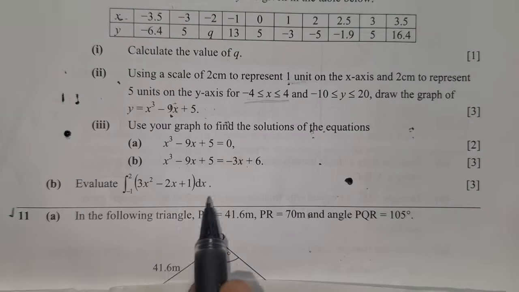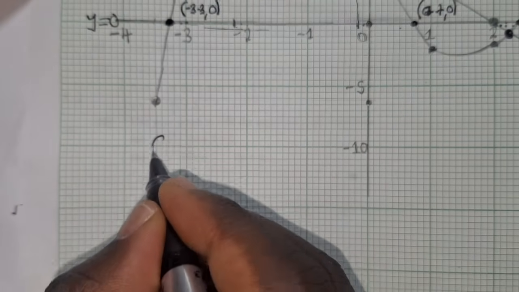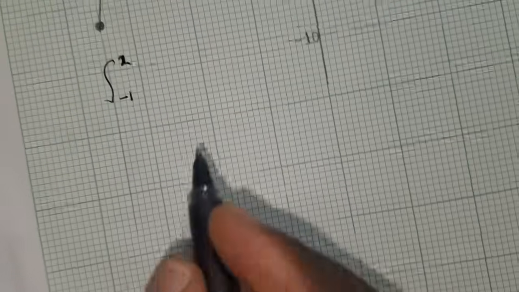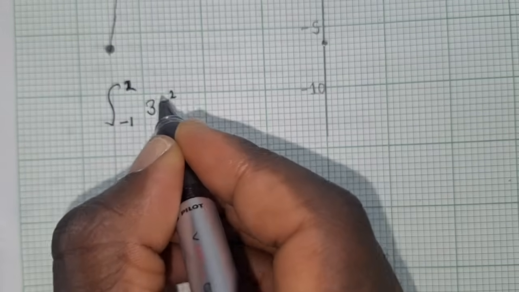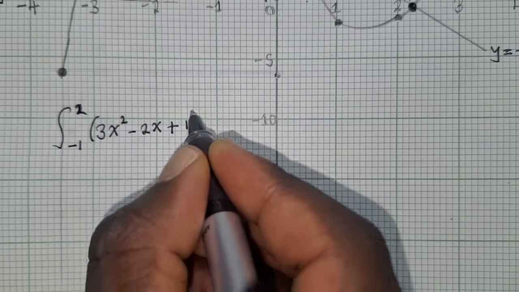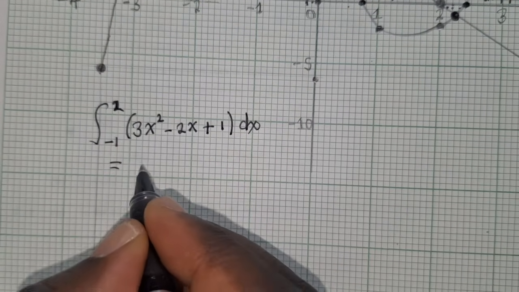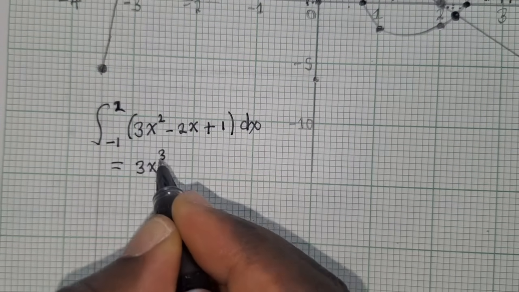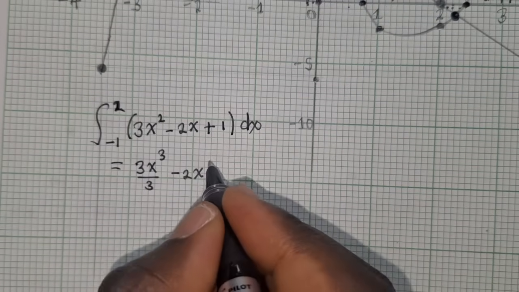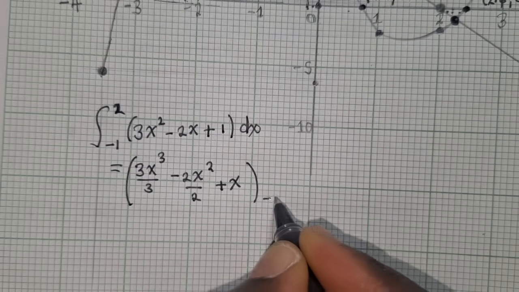And the last question, we need to integrate. So let me copy. That's the integral. The limits are like this. I'm just copying. So this is 3x power 2 minus 2x plus 1, then dx. So here, you're just going to say equal to 3x power 3 over 3 minus 2x power 2 over 2 plus x. Then you put the limits here.